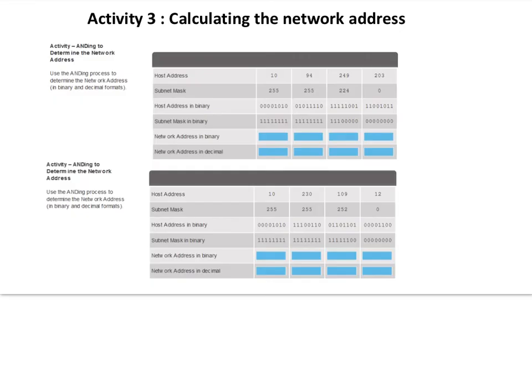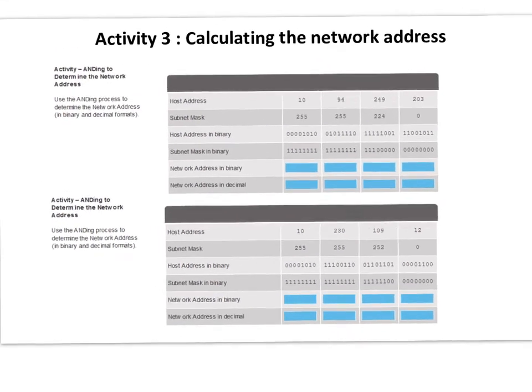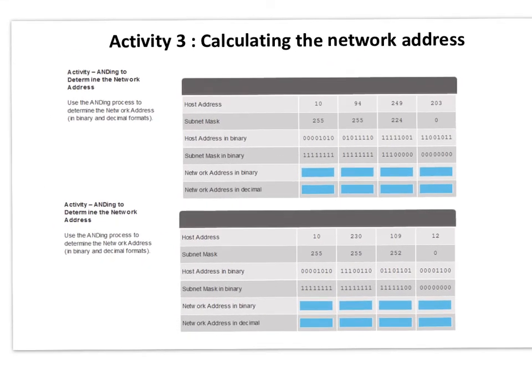This exercise is how to apply the subnet mask. Unfortunately, they give you everything. So the subnet mask is actually converted to binary, and the host part is converted to binary. This is the address, and this is the subnet mask, and we need you to find the network address in binary and decimal.